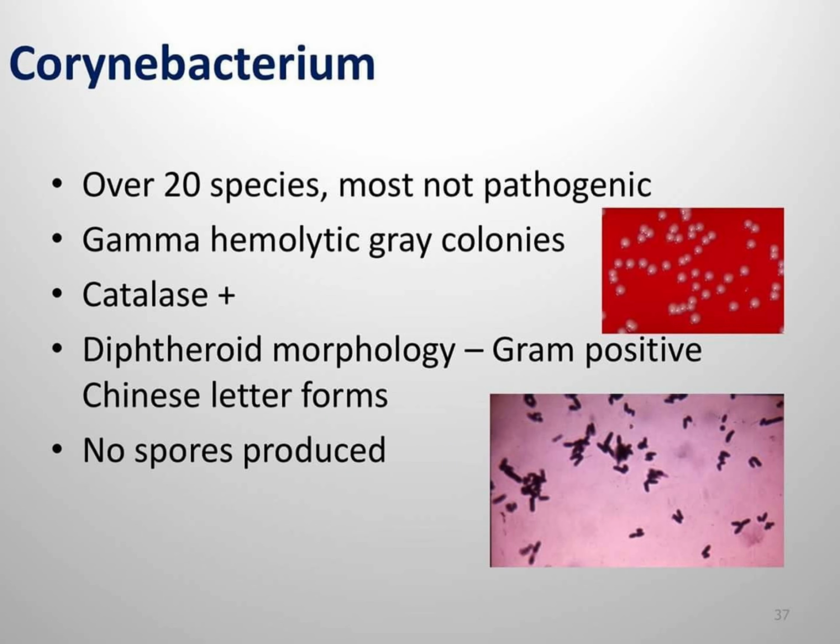Corynebacterium. These are non-spore-forming bacteria that are commonly found on the skin and in the respiratory and gastrointestinal tracts of humans. Some species of Corynebacterium, such as C. diphtheriae, can cause serious infections.